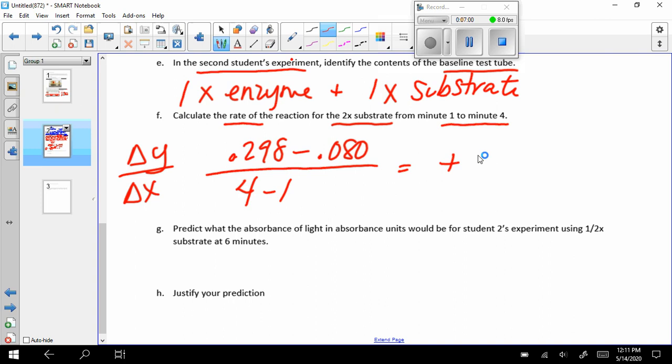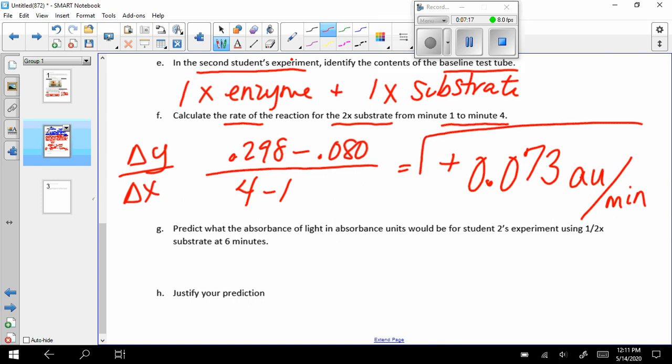0.298 minus 0.08 divided by 3 is equal to 0.073, and then it's absorbance units per minute. You always want to make sure that you have a unit there. So the absorbance went up by 0.073 per minute for 2 times the substrate.